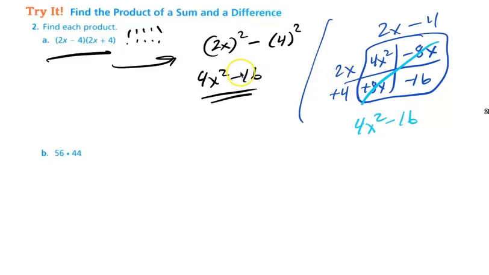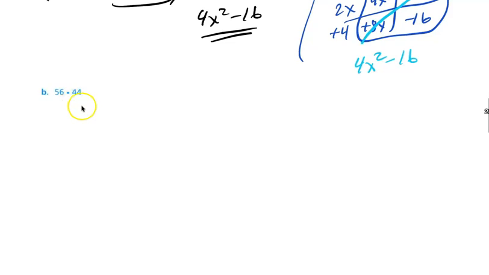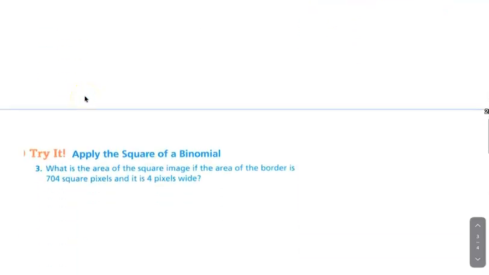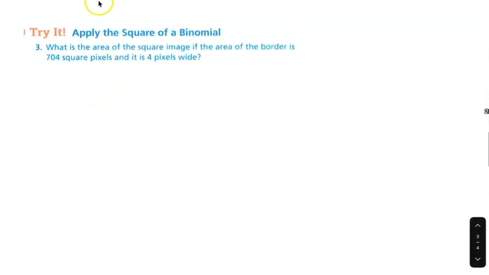So again, don't worry about it too much if you can't memorize it, but it does make life a little easier. That's, again, more tricks. Okay, let's do an application problem.